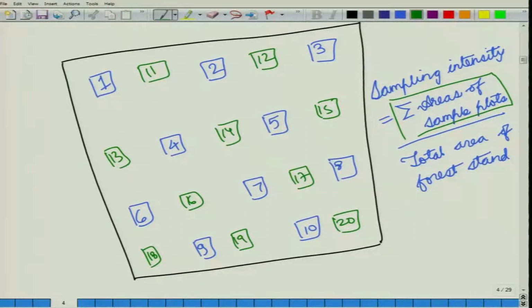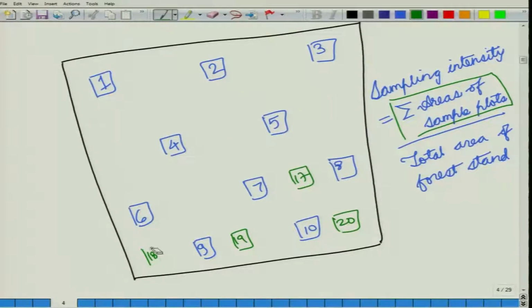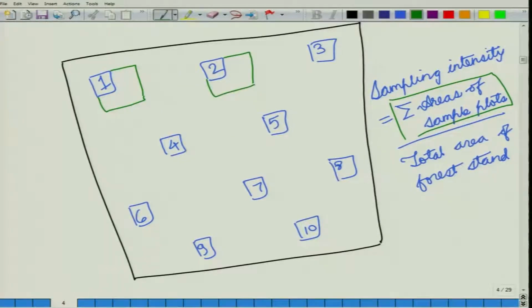On the other hand, suppose we did not go for more sample plots, we only kept our initial 10 sample plots, but suppose we took sample plots of larger areas. So, let us consider these to be the sample plots. They are roughly 4 times the area of the initial sample plots.